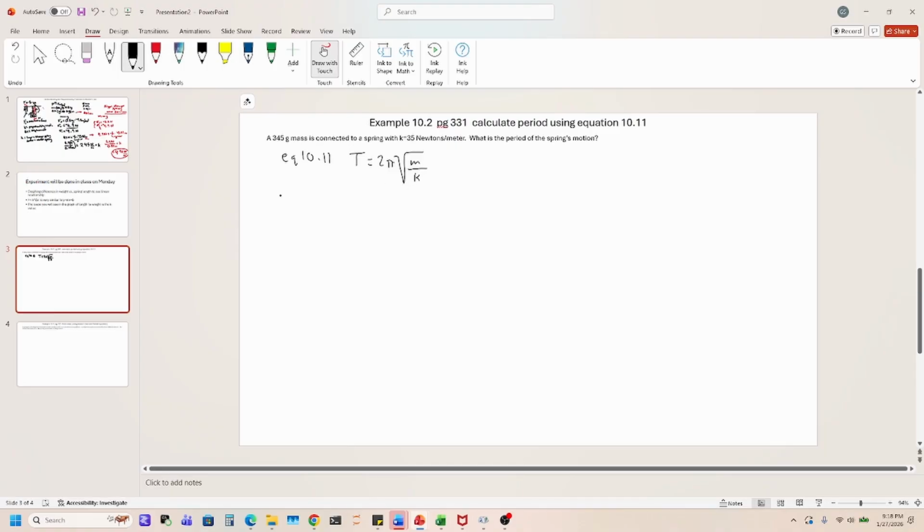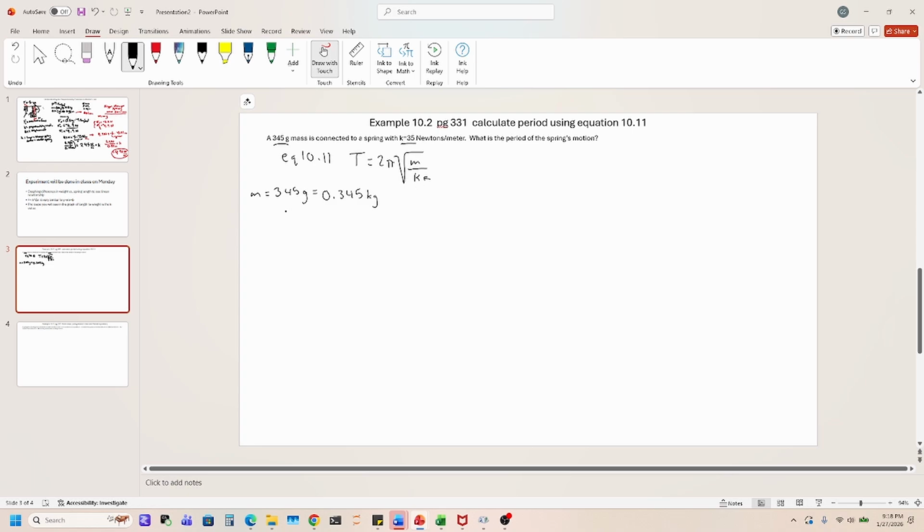So the first step in using this equation is we need to convert our units, because as you'll see, we have this mass that's in grams. So let's convert that. 345 grams, so mass, will end up equaling 0.345 kilograms. Okay, and then we have another numerical value here, which is our spring constant. We'll be able to plug it in to that.